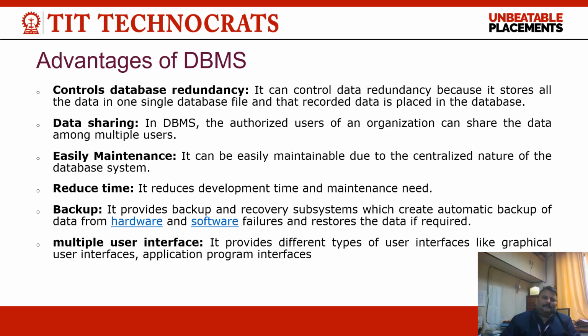Let's move on to the next slide, which is the advantages of DBMS. All the drawbacks of the normal file system can be covered, and that gives the advantages of DBMS. The first drawback of the normal file system was data redundancy. What is data redundancy? Data redundancy means duplicacy of data. Similar kind of data is stored in multiple locations, and that is known as data redundancy.